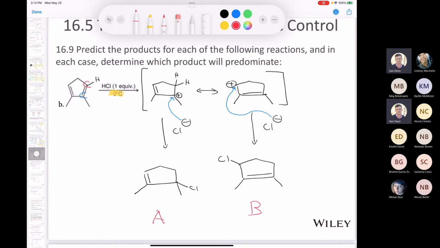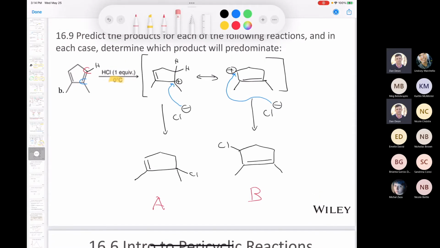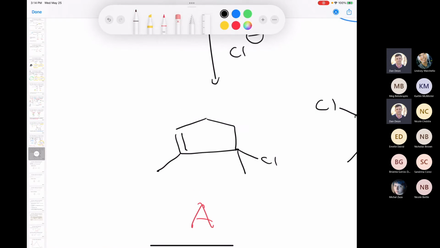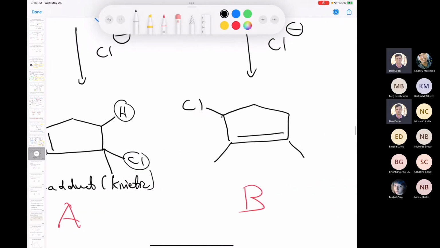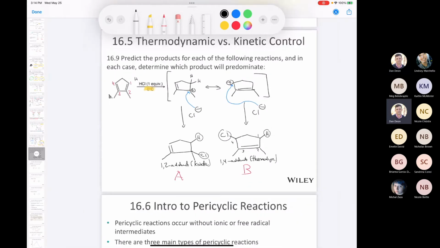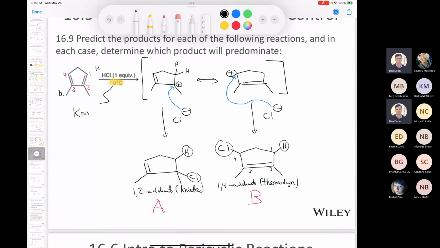Yeah, absolutely. It's A. So if we're counting our carbons here, we count them like this: 1, 2, 3, 4. You can see that in this one, we added something at carbon 1 and something at carbon 2. So this is the 1,2 adduct, which is the kinetic product. And then in this one, we added something at carbon 1 and carbon 4. So this is the 1,4 adduct, and this is the thermodynamic product. But since we're doing the reaction at 0 degrees Celsius, kinetic is major, and therefore the major product is going to be A.